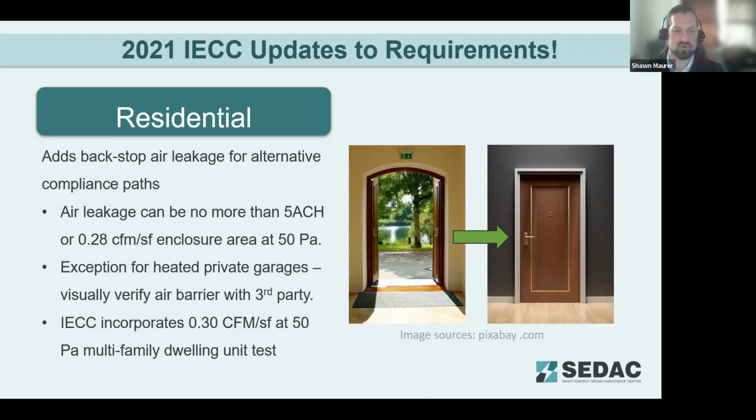The exception is for heated private garages. If they are thermally isolated from the building, those private garages can be visually inspected for air barrier integrity and do not need to be tested.